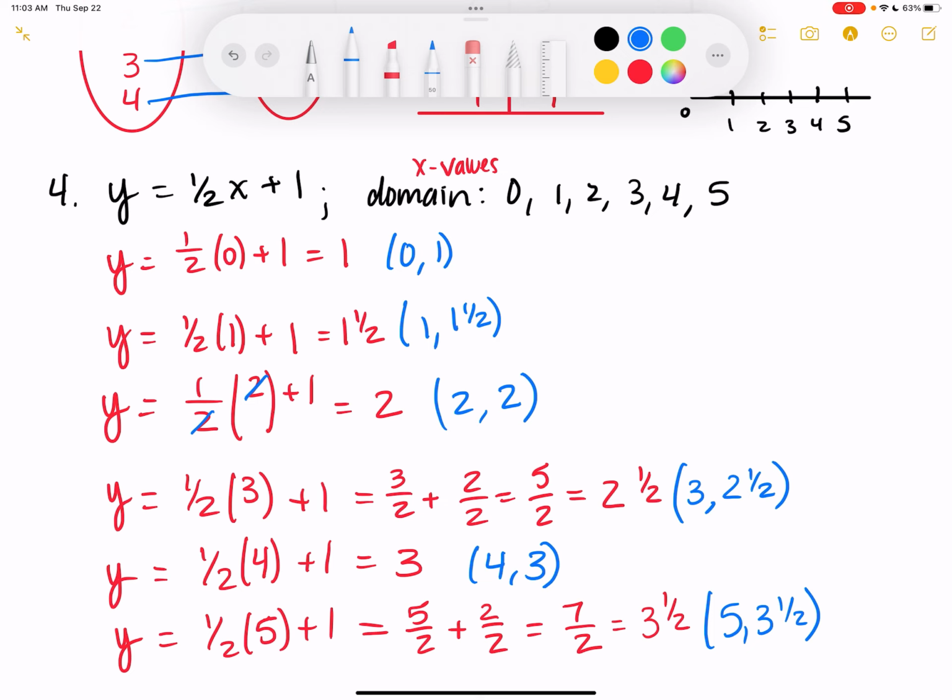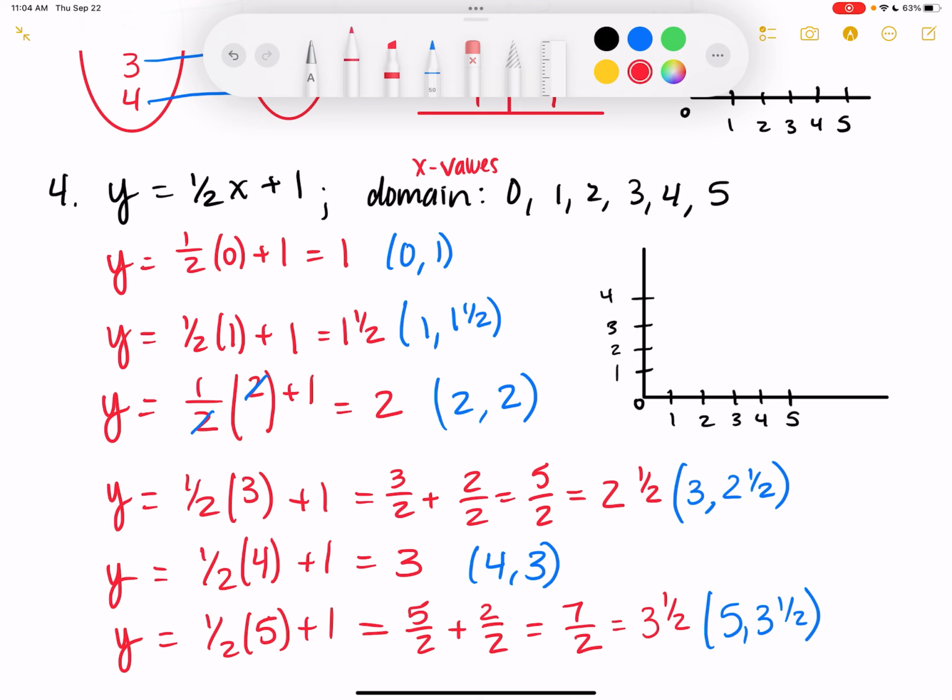So then we're going to put each of these points on a graph. So I'm just going to do it up here. So my x values are from 0 to 5, so I need to go all the way out to 5. So 1, 2, 3, 4, 5. And then my y values, the biggest one I have is 3.5, so I'm going to go up to 4. 1, 2, 3, 4.